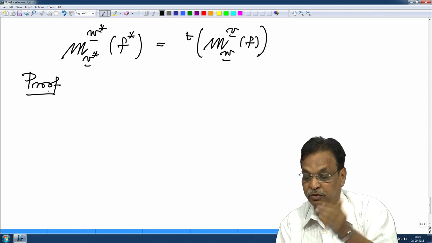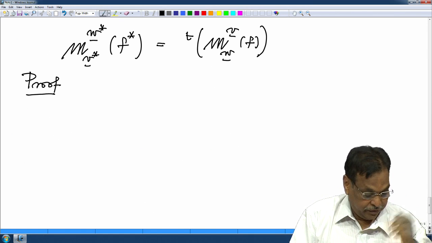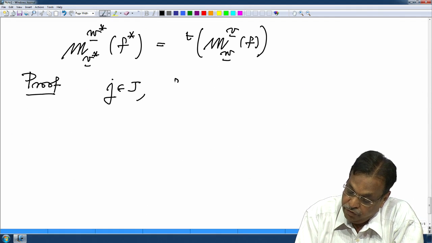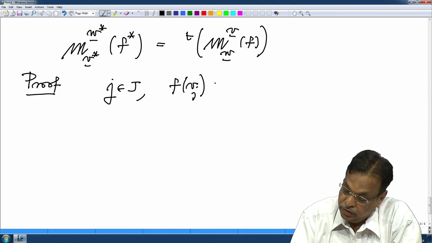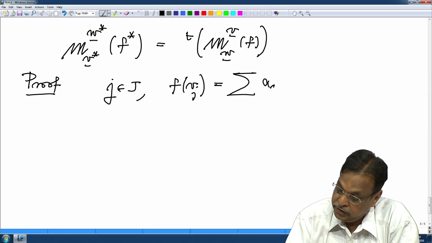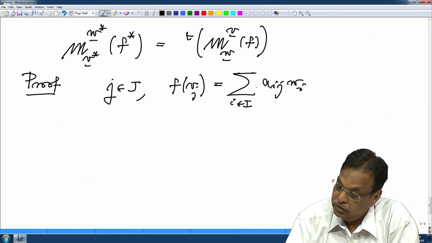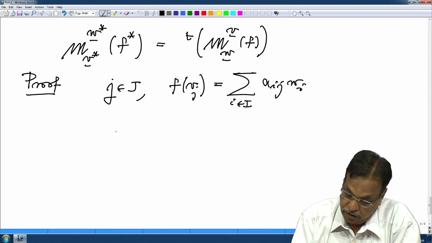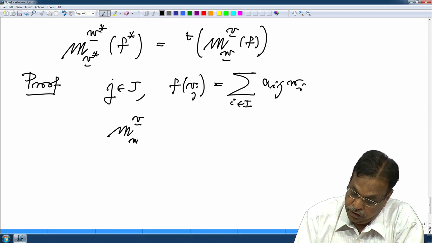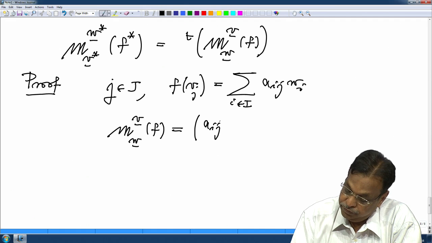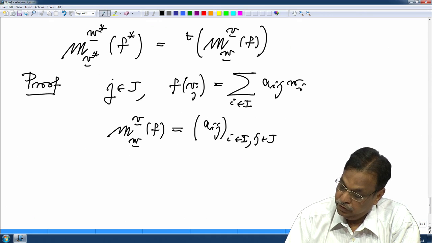Remember, the matrix of F with respect to the basis is defined by these equations, j in J: F of Vj equals summation Aij Wi, i in I, and these coefficients define the matrix M V W F. By definition then it is the matrix Aij, i in I, j in J.